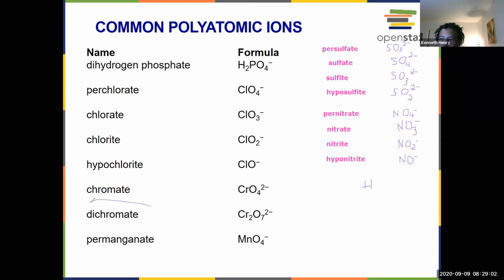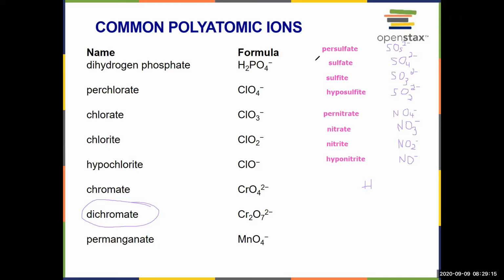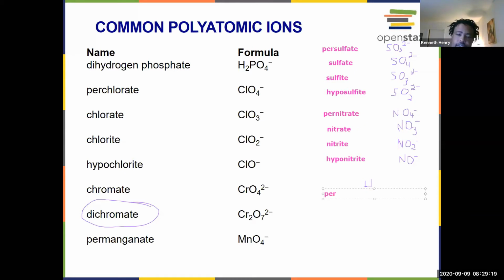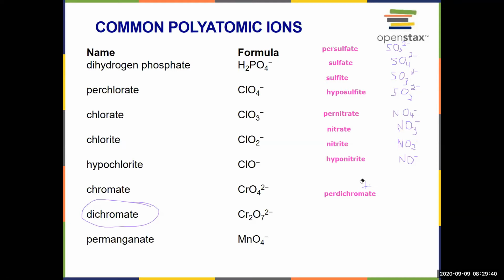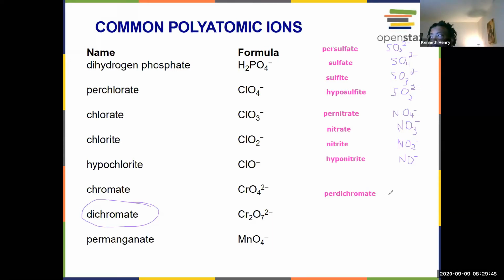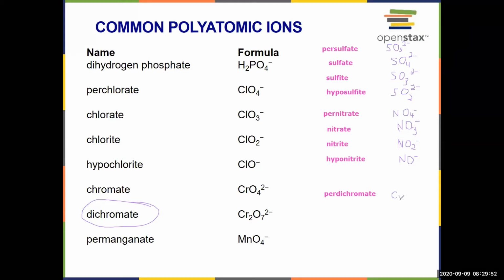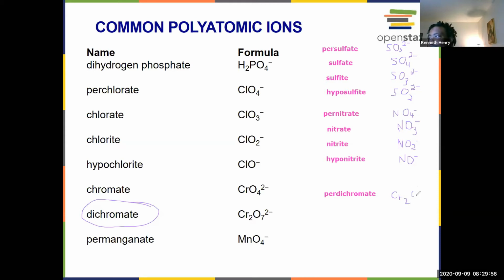Okay, so you guys see how it works, right? What if I had something like chromate? One more oxygen than chromate would be called per-dichromate. And then what would be the chemical formula? Cr2, and that'd be just 6 oxygen atoms, right? Per, oh, 8. So it'll be Cr2O8 2 minus.